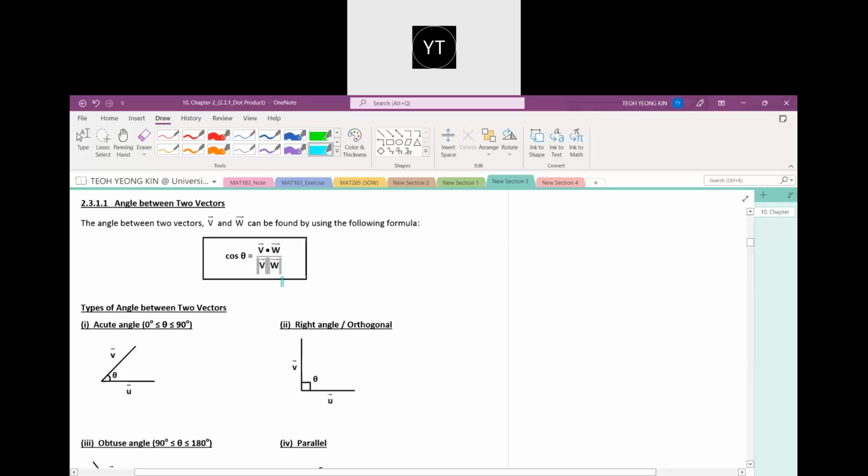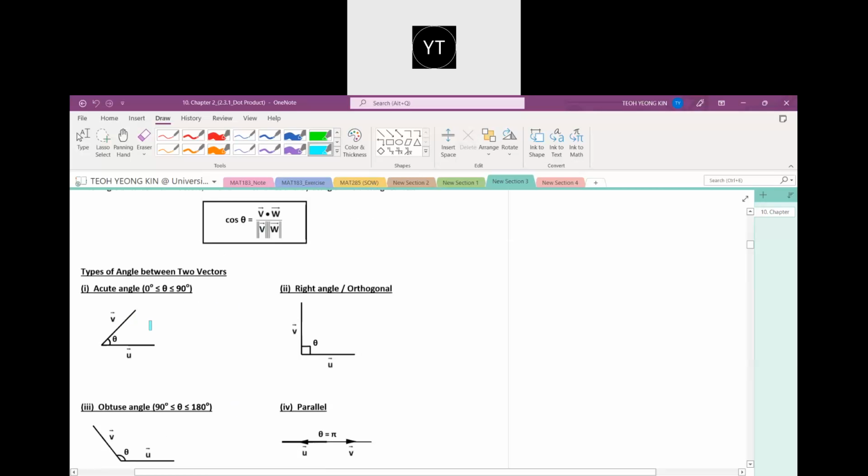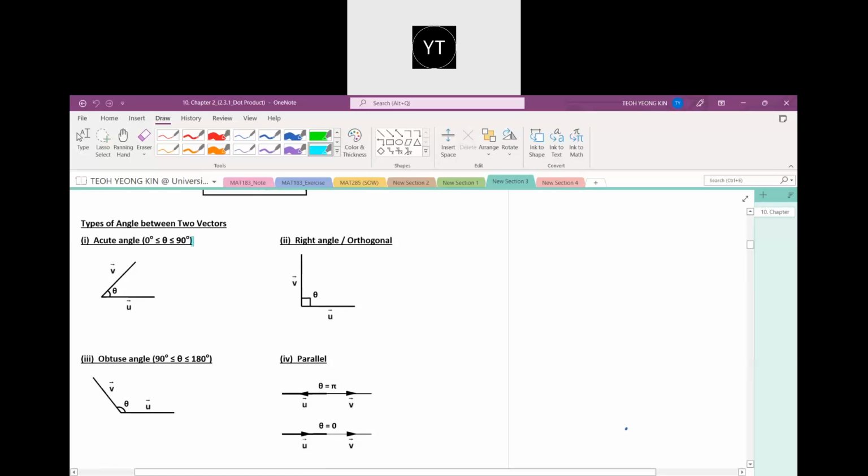Before we go to the question, let's see the different types of angle between two vectors. The first one, acute angle. An acute angle is theta between 0 to 90 degrees. Whereas the right angle or orthogonal is 90 degrees between the two vectors. The obtuse angle is between 90 degrees to 180 degrees. So this is the angle between the vectors.